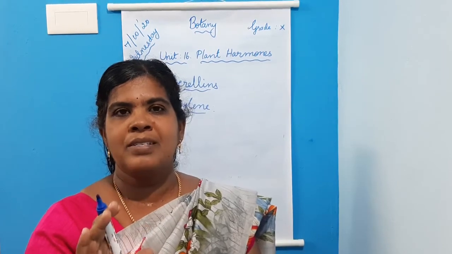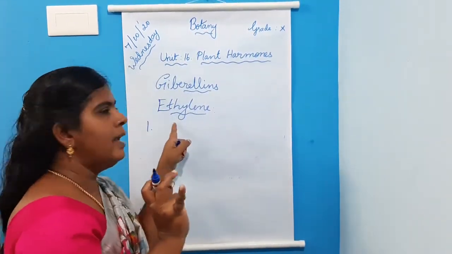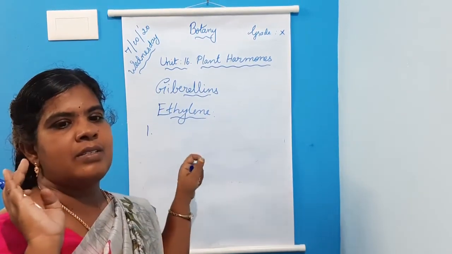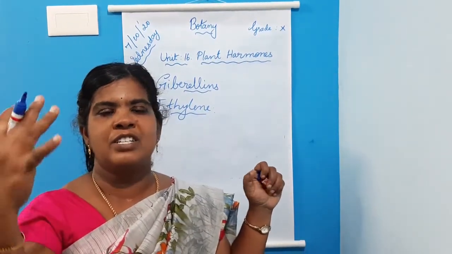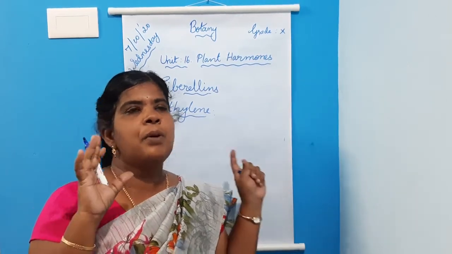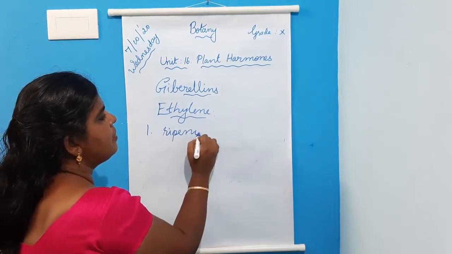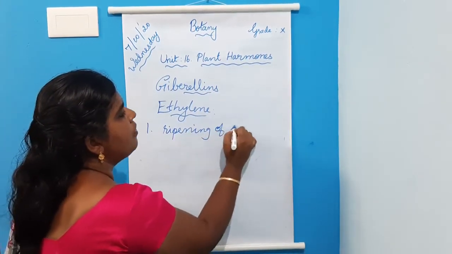Ethylene, which is a gaseous plant hormone, promotes ripening of fruits. The production is maximum when the fruits attain maturity. It promotes ripening of fruits. What's the first effect? It promotes ripening of fruits.